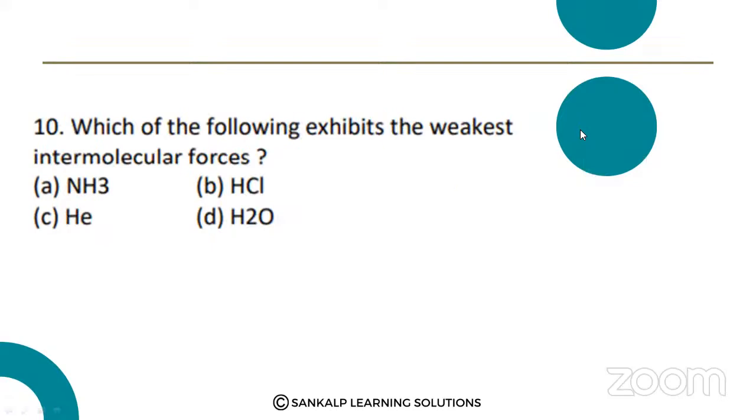Which of the following exhibits the weakest intermolecular forces? Yes, correct. C. Good. Okay, so it is C, He. So it exhibits the weakest intermolecular forces.